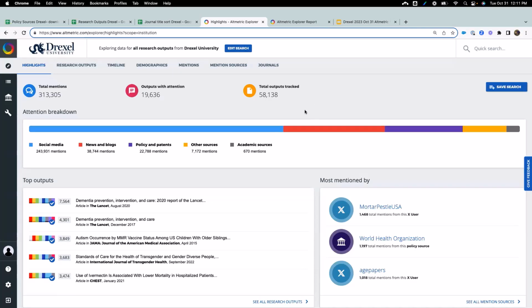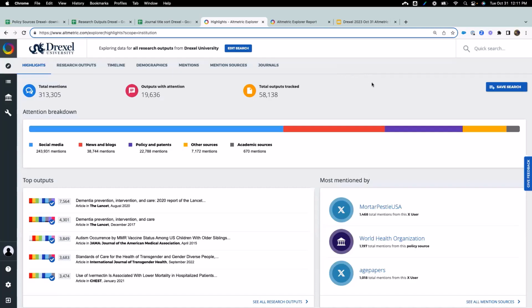And of those 58,000, 19,000 of this research has received attention. And then the total attention, so this could be tweets and retweets, or posts, X posts and X reposts, and policy mentions and news and blogs and all that will add up to 313,000 different types of attention. So that's one way you can look at all the different attention that is affiliated with Drexel.